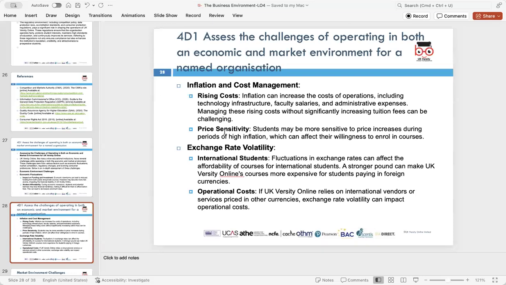sensitivity. During periods of high inflation, students may become more sensitive to price increases. So rising cost of living and other financial pressures can make students more cautious about spending on education. This can affect their willingness to enroll in courses, especially if tuition fees are increased to offset inflationary costs. So UK Varsity Online must consider the impact of price sensitivity when setting tuition fees, and strive to offer affordable education options to attract and retain students.